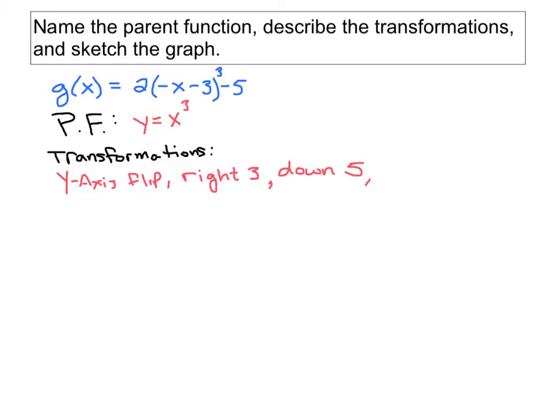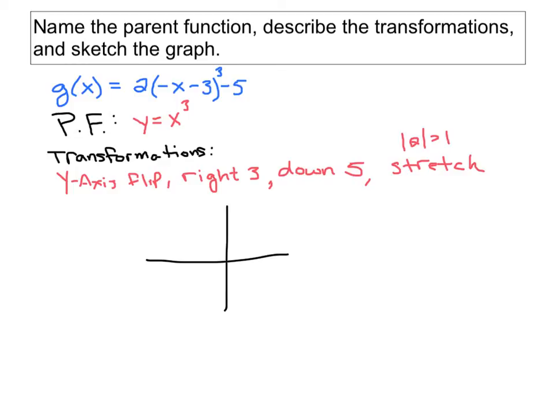And we're multiplying on the outside of the function, so that's going to be a stretch or shrink. So we're going to look at the absolute value of 2, and that happens to be bigger than 1, so this is going to be a stretch. Now it's time to sketch the graph.